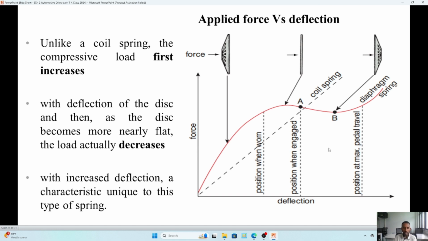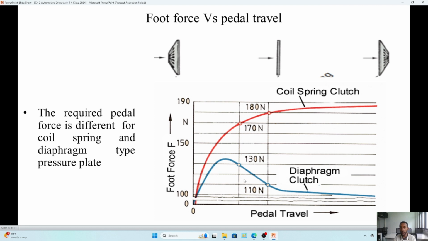If we look at a different aspect, the pedal force required from the driver, for example, this one will be the foot force in Newtons, and this one will be the pedal travel. If you consider this point, the diaphragm will be the blue, and the red one will be the coil spring. That means if the driver applies too much force, you see the force required from the driver will increase proportionally to the pedal travel.